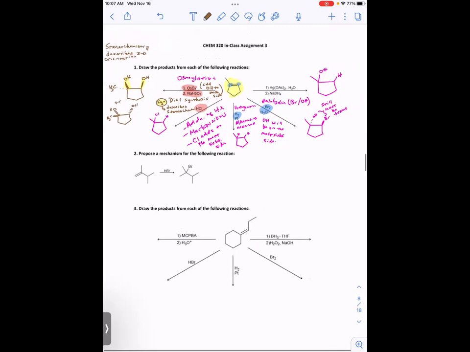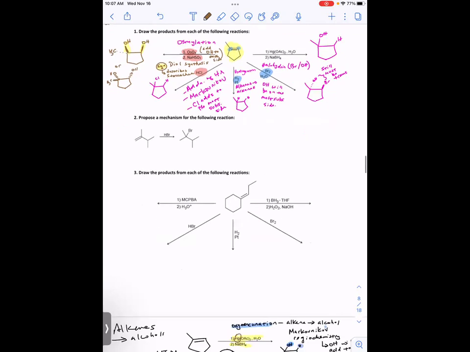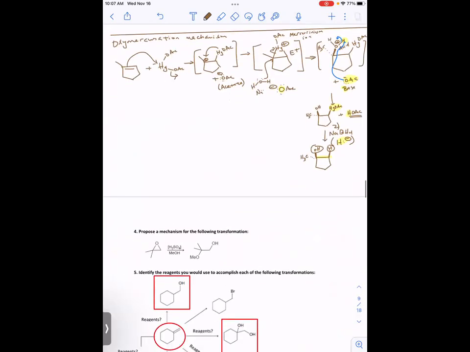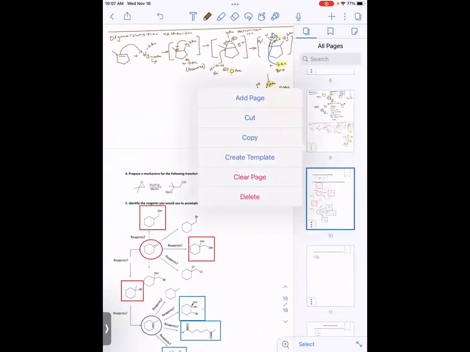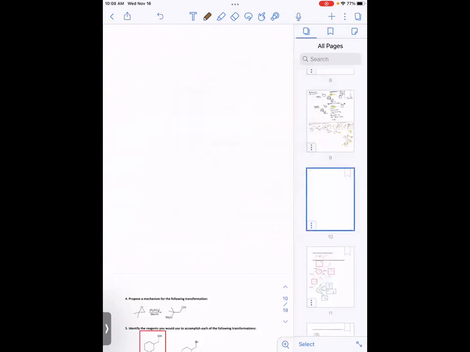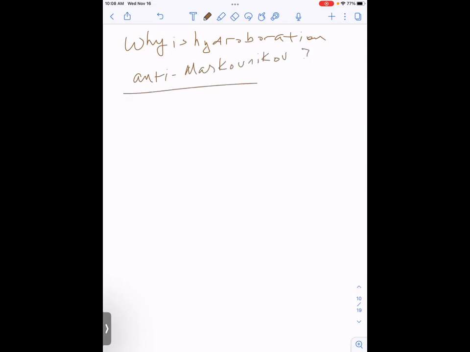And if you watch the last video that I sent you, the mechanism for hydroboration was in there, right? I want to show you why it's anti-Markovnikov without going through the whole mechanism, and then we'll go to a different reaction. A couple of things I want to talk about with hydroboration, and then we'll move on to another reaction.